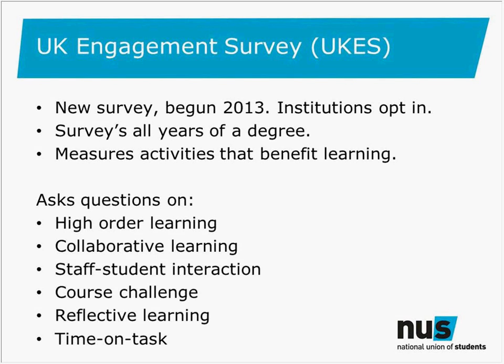And the UKES asks questions on subjects such as higher order learning, collaborative learning, staff-student interaction, course challenge, reflective learning, time on task. These are all variables that are proven to influence educational outcomes far more than some of the things that are asked on the NSS.